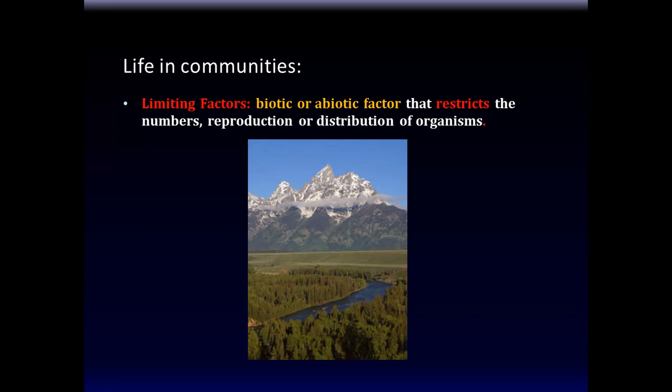So we shall briefly talk about life in communities, or what sort of conditions need to exist for communities to thrive, because clearly in certain parts of the world, such as a desert, you don't see the vibrant living communities of organisms that you would see in certain other parts of the earth, right? So we understand then that there are limiting factors. In other words, there are factors that restrict the numbers and reproduction or distribution of organisms in a particular area. These factors are either biotic or abiotic factors.